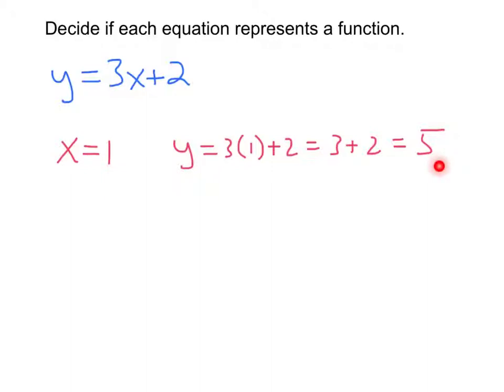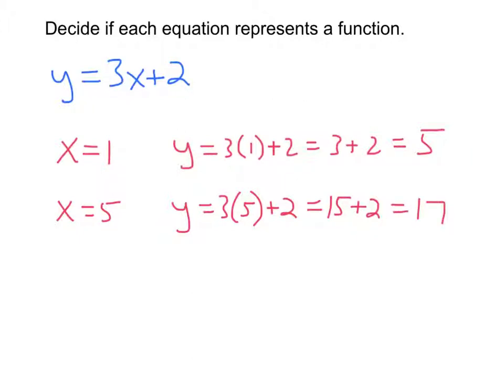Let's try a different input. Let's say x was 5. Well, if that's the case, then y would be 3 times 5, which would be 15, plus 2. So that would equal 17. So if the input is 5, then the output came out to be 17, and that's exactly one output. So it seems like every time we put one number in for x, we'll get one answer for y. So therefore, this is a function.